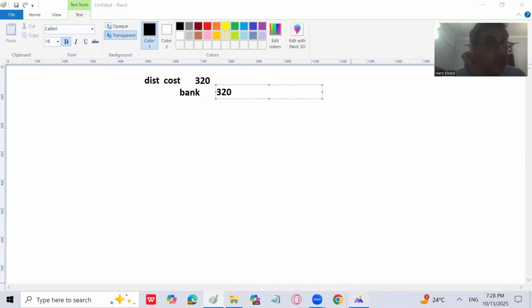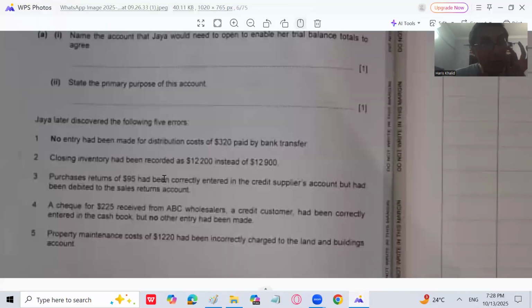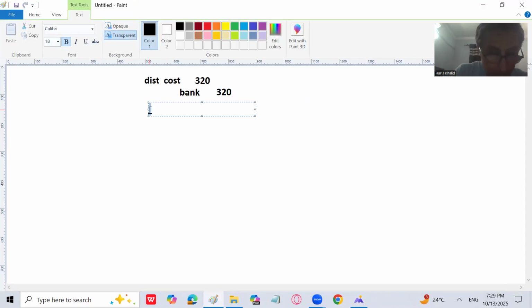The next entry for the rectification: closing inventory has been recorded as 12,200 instead of 12,900. We should have recorded closing inventory at 12,900, but instead we recorded 12,200. So closing inventory has been recorded less by 700. We'll pass the entry. I will debit closing inventory with the amount 700, and cost of sales is going to be credited with the amount of 700.